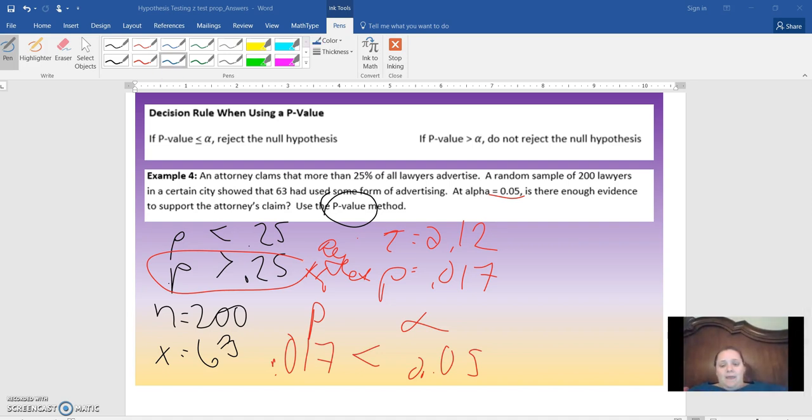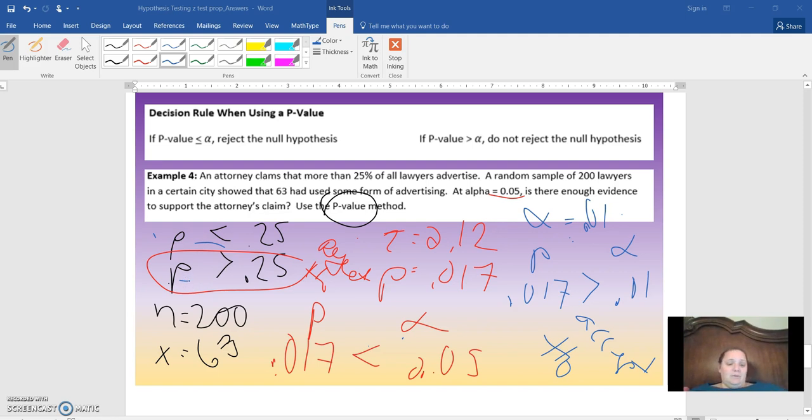Let's do the same exact problem, but what if we did alpha at 0.01? Compare p and alpha. P is 0.017, alpha is 0.01, so p is bigger, and so we would accept the null. That means I'm 99% confident that less than or equal to 25% of the lawyers advertised. The other one means I'm 95% confident that more than 25% of the lawyers advertised. That's how your confidence level affects it.